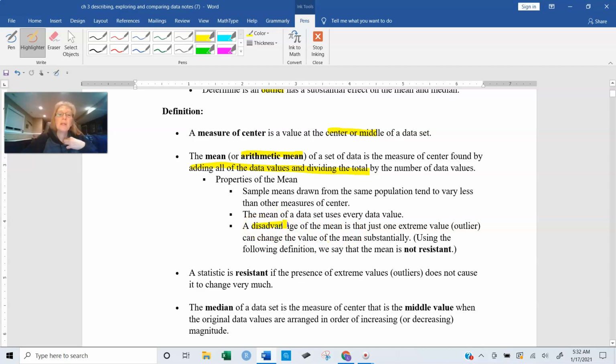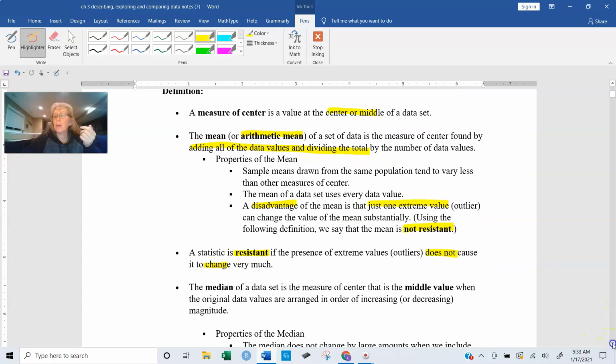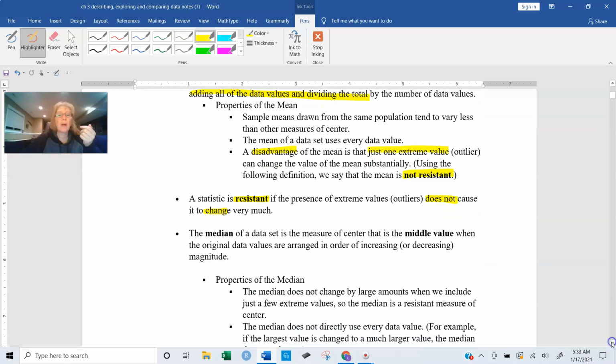The disadvantage: if there's just one extreme value or an outlier, it changes the mean. That means it is not resistant. Resistance is when the presence of an extreme value does not cause the measure to change. Unfortunately, the mean is not resistant. It changes drastically when we have outliers.